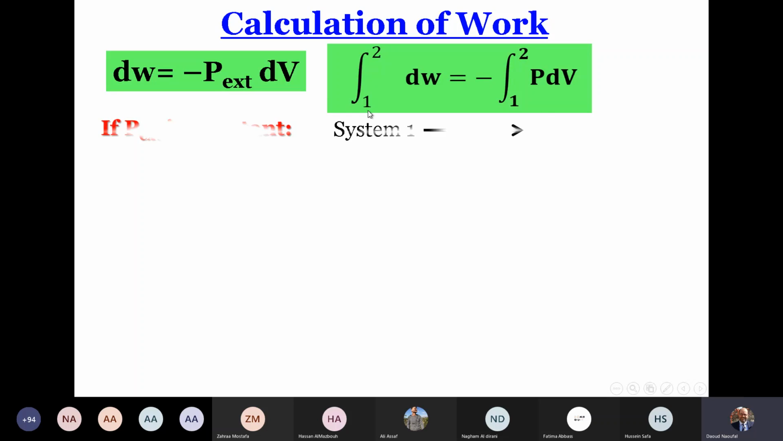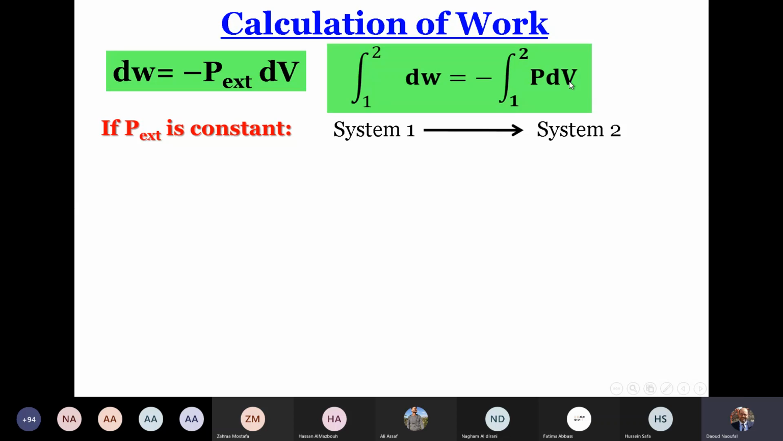So the integral from 1 to 2 of dW is W. Now we have two cases. Consider the transformation from system 1 to system 2. This is the initial state, and this is the final state. In the integration, we have P, and we have pressure and volume.